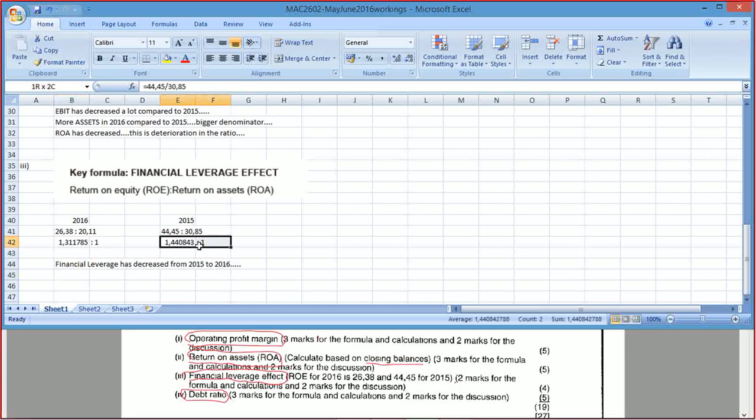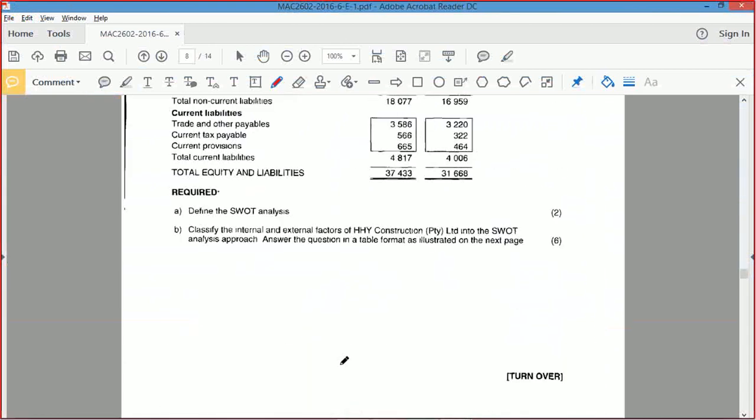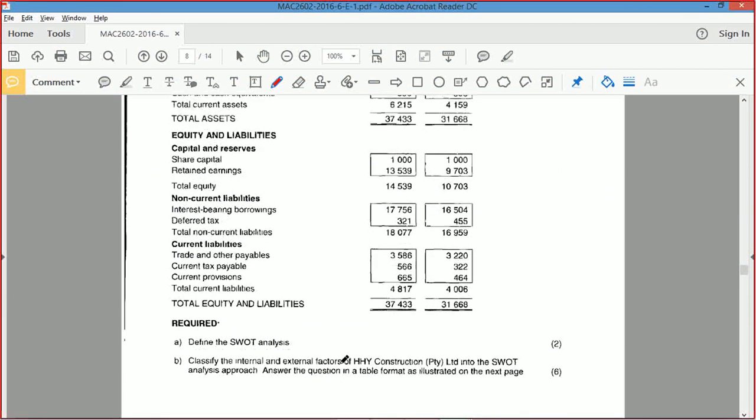Obviously there was more financial leverage last year than there is this year. Remember, financial leverage is looking at the return on equity compared to the return on assets. Remember, your assets are financed through what? Debt and equity, do you agree? Okay, that's the financing part of it.